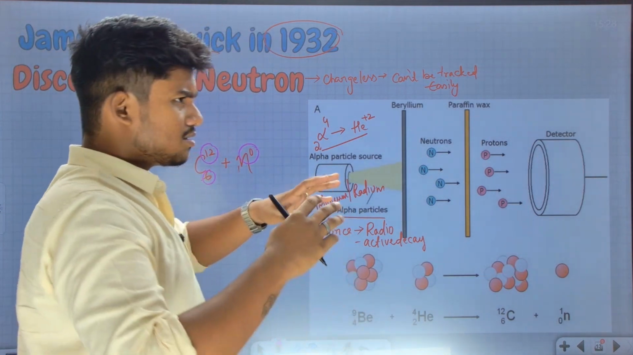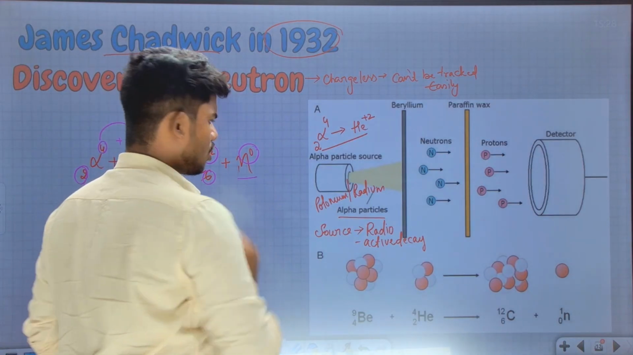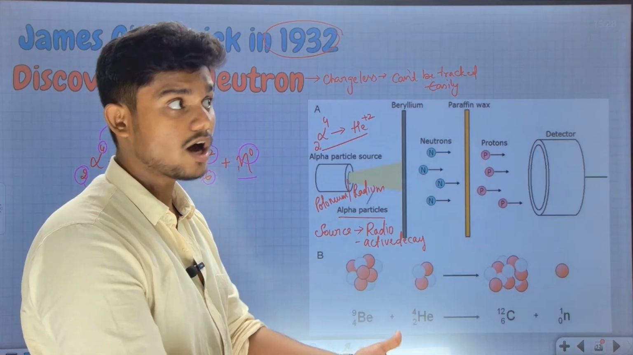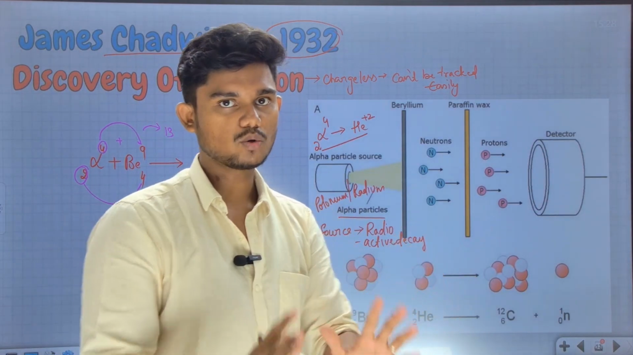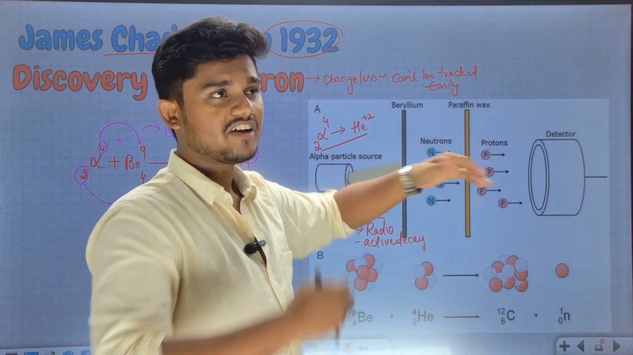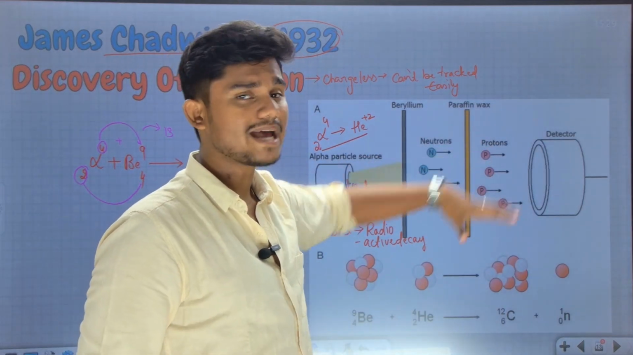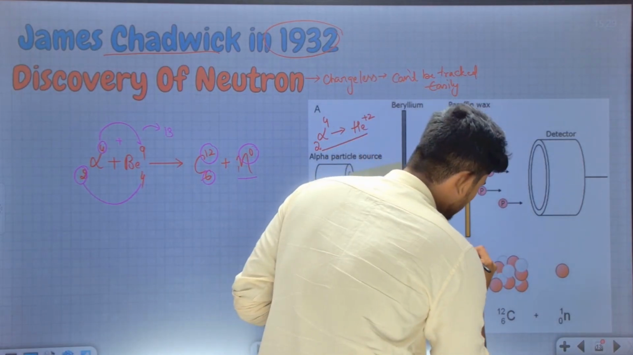And since there is emission of one neutron, and neutrons are chargeless and definitely invisible, how can Chadwick detect that? That must be a question. So exactly right after the beryllium sheet, Chadwick inserted paraffin wax. This is rich in hydrogen.